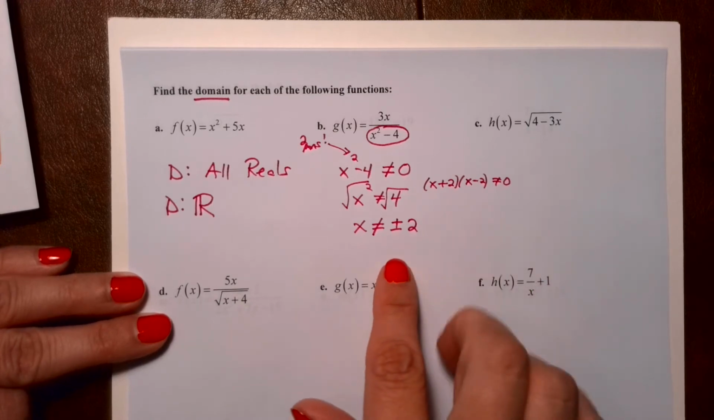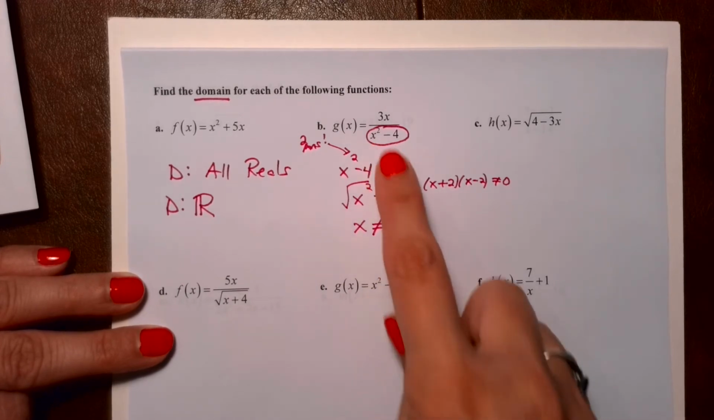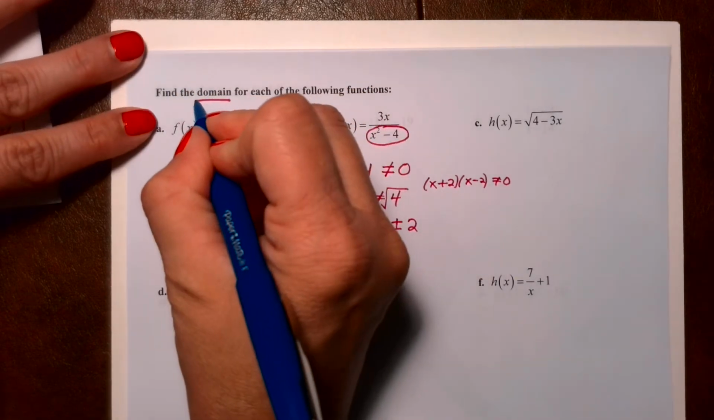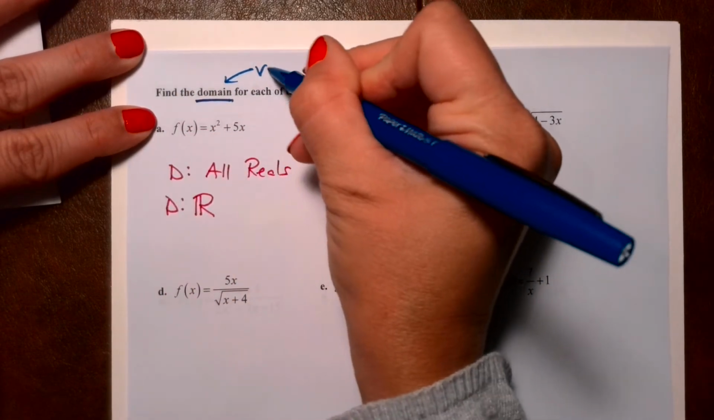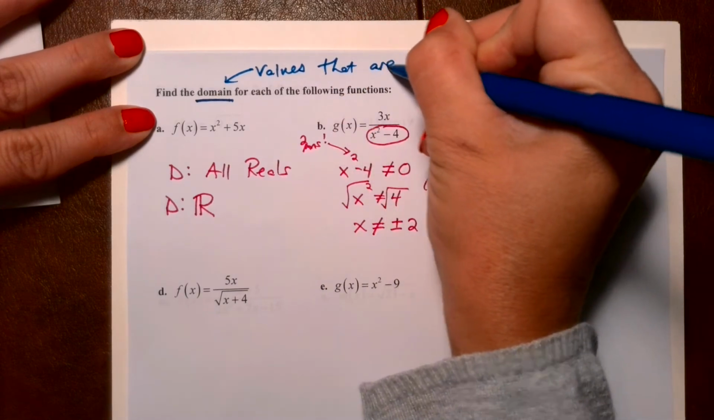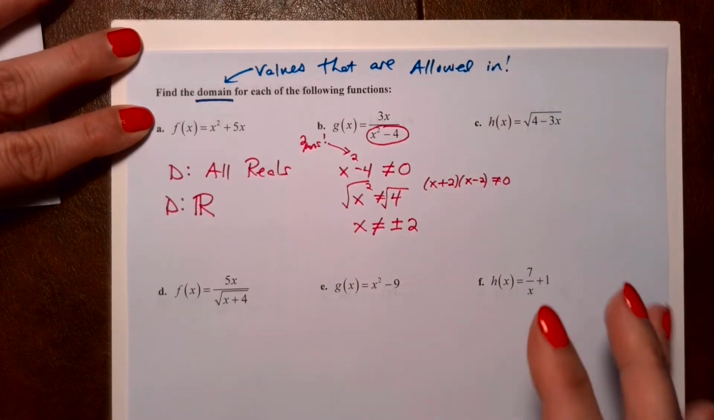Can the number 3 go in? Yeah. And the number 4 can go in. And the number 5. How am I going to say what numbers can go in? Okay, so remember, domain means values that are allowed. Values that are allowed in. What numbers are allowed in?